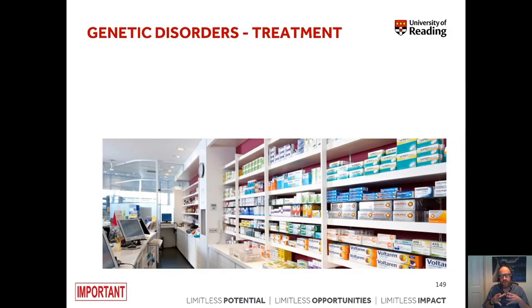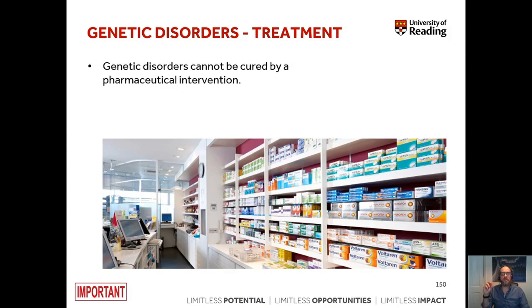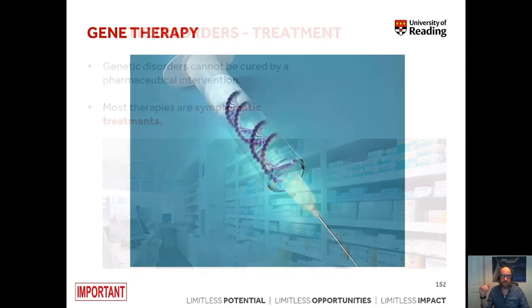For all of those genetic disorders I have showed you before, you need to appreciate the fact that unfortunately those disorders cannot be cured by a pharmaceutical intervention, and the patients affected by those disorders rely on the treatment of the symptoms for a lifetime, because most therapies are simply symptomatic. We are able to treat the symptoms, but unfortunately we cannot treat the cause using conventional pharmaceutics.